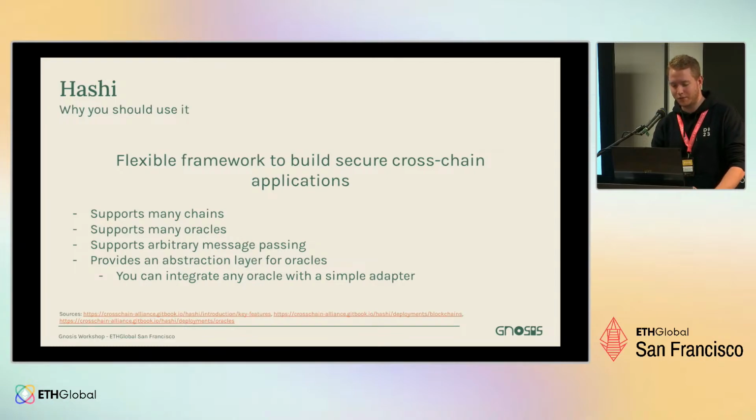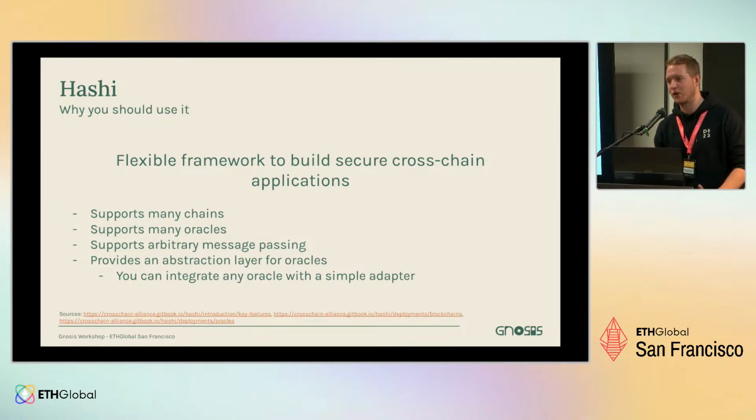So why should you use Hashi? Basically it's a flexible framework to build secure cross-chain applications that supports many chains, many oracles, and arbitrary message passing. So you can publish any message and get it bridged to any of the other supported chains. It also provides an abstraction layer for oracles. You can implement any oracle and use the same interface for all of them, so you don't have to write something specific for every different bridge or oracle. And if the one you want to use is not supported yet, you can write an adapter yourself, deploy it, and use that as you would any of the other ones.